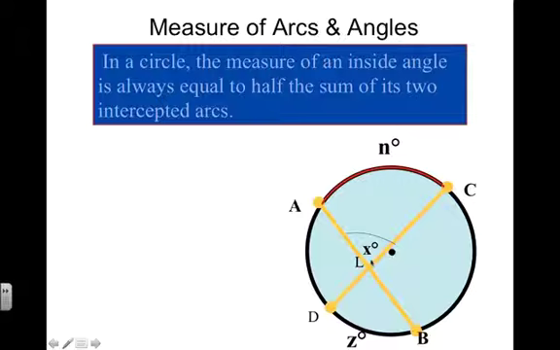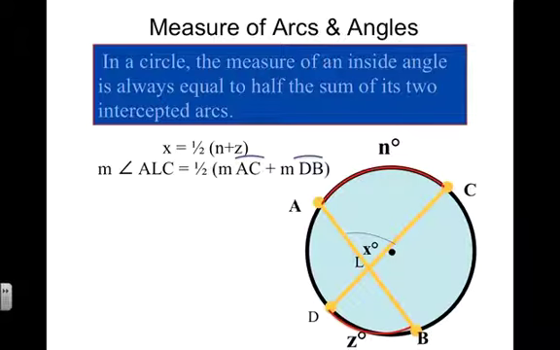The intercepted arc for angle X, which here is N. The other intercepted arc is down here with the other red one, which is Z. So it's always the intercepted arc for the angle and the intercepted arc for its vertical. And so the angle would measure half the sum of the two arcs. So X would equal half of N plus Z, or the measure of angle ALC would equal half the measure of arc AC plus the measure of arc DB.